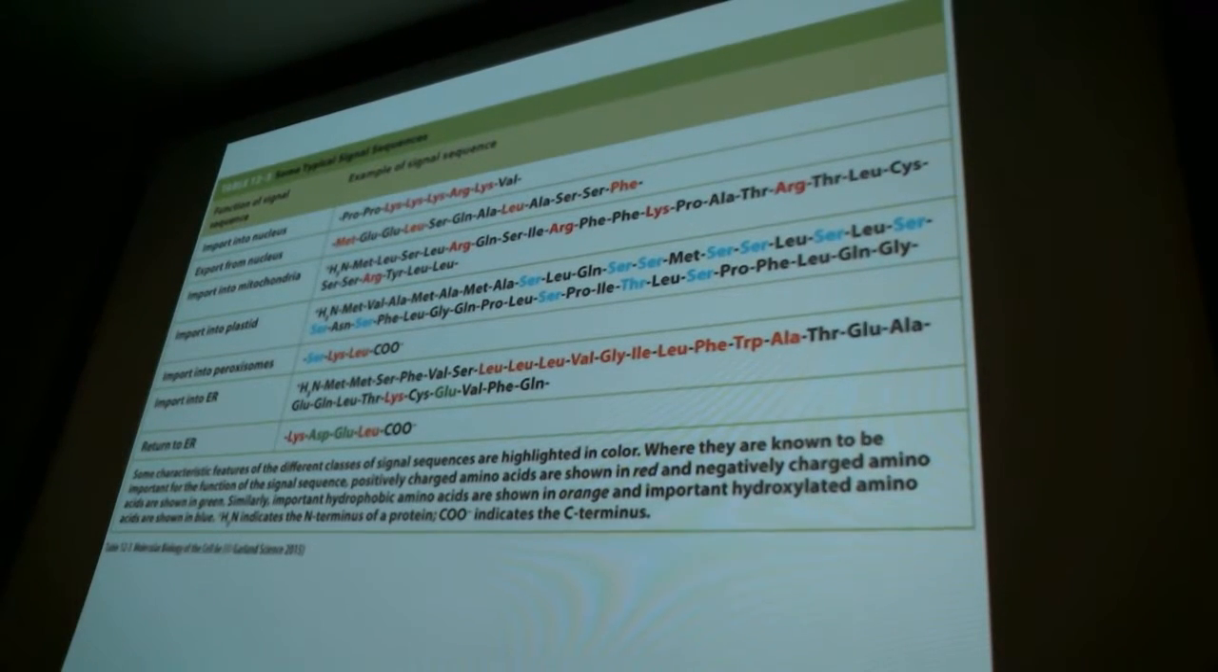So when we talk about nuclear import or nuclear export, we are not talking about translocation across the membrane. What are we talking about? So how does nuclear import work? It's not across the membrane. The pore, right? So everybody heard of nuclear pores?